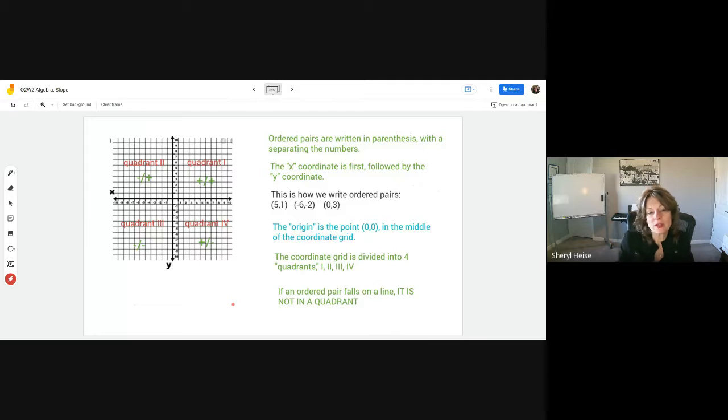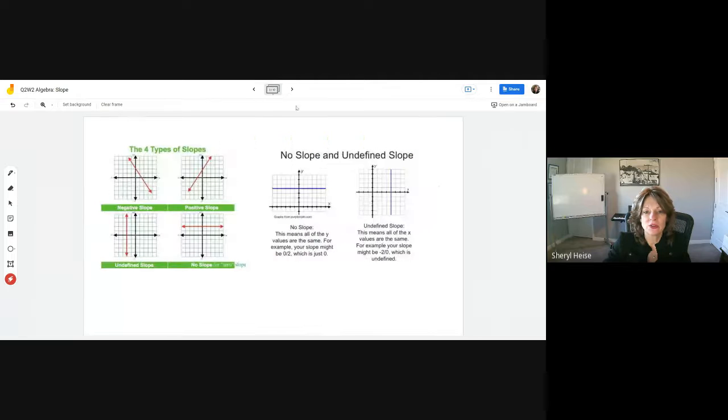So we'll start off by doing a quick review of the coordinate grid and talking about the vocabulary, the quadrants, and how to identify them. And then we'll practice plotting a few points. And then we'll move right into finding slope. We'll first talk about what no slope looks like and what an undefined slope looks like.